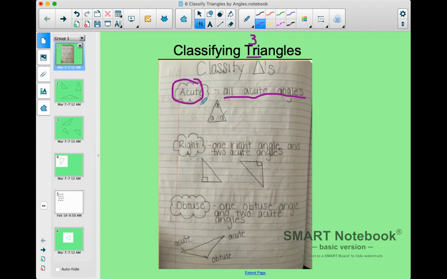In your notes, if you would write the definition of an acute triangle, and if you would draw an example of a triangle where all the angles are small, that means that all the angles are less than 90 degrees.